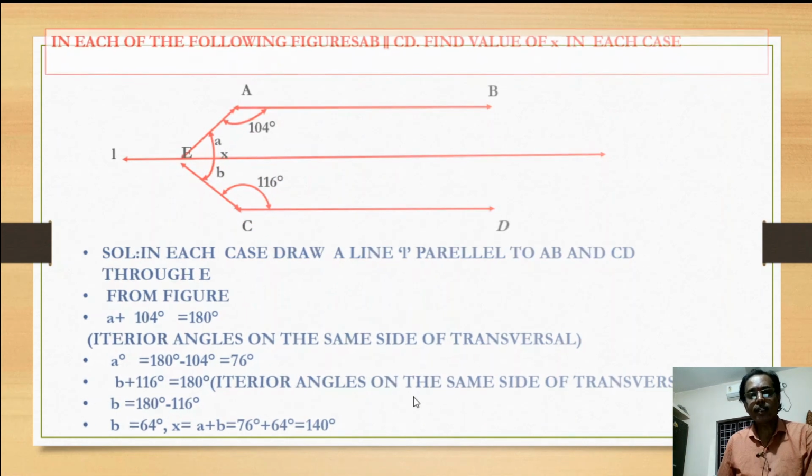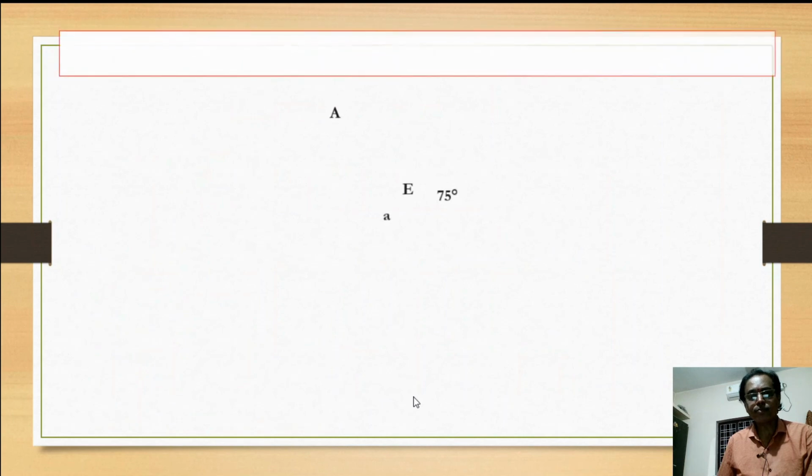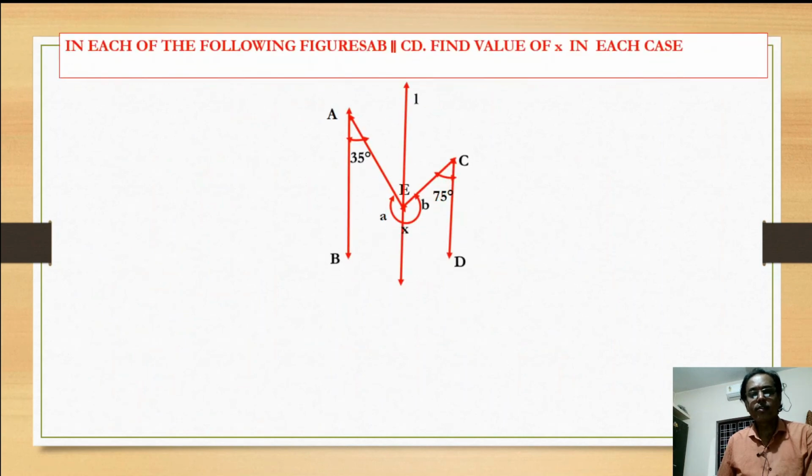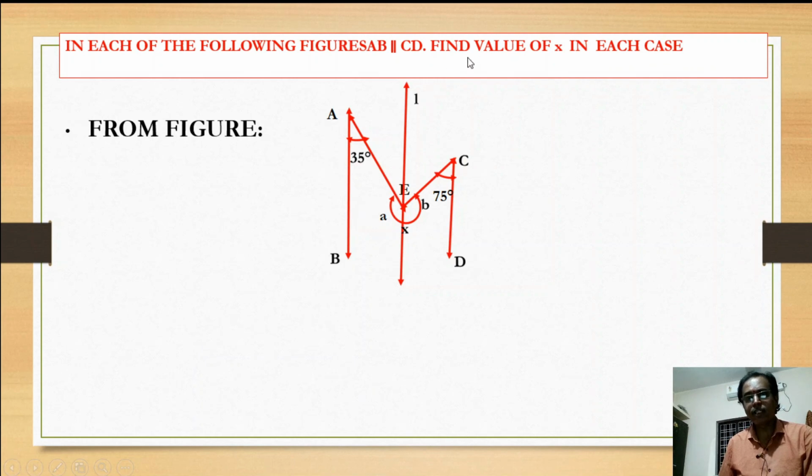Okay. Now like this we have one more figure. Now here, in each case, following figures AB is parallel to CD, find the values of X in each case. Here again we have to draw L. They give actually AB and this line and CD. They didn't give L, so we have to draw that line while doing the sums.